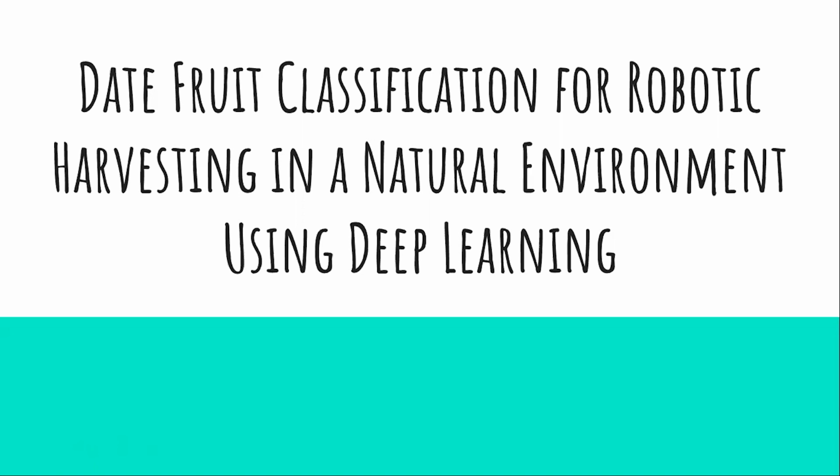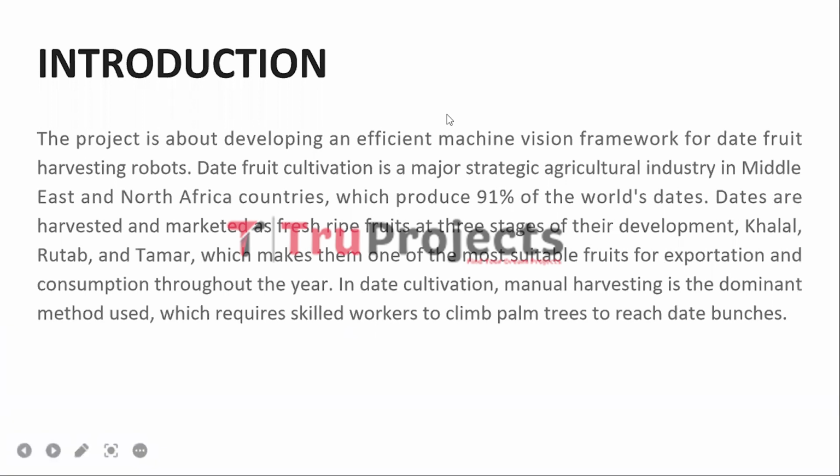In this video, we are going to explain the project titled Date Fruit Classification for Robotic Harvesting in a Natural Environment using Deep Learning. This project focuses on creating a highly effective machine vision framework specifically designed for date fruit harvesting robots.